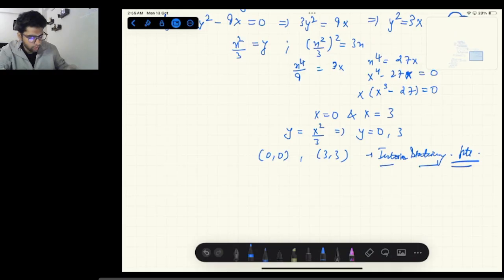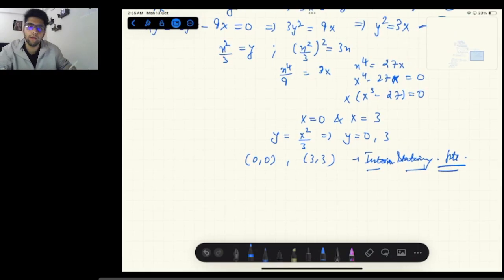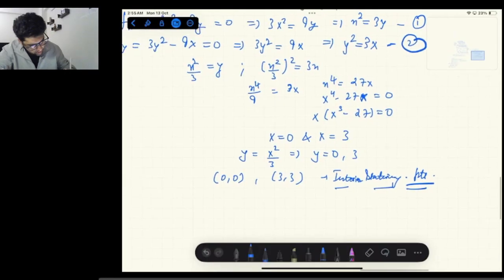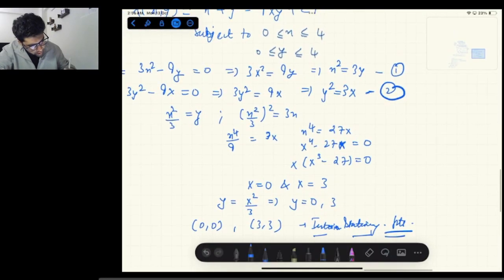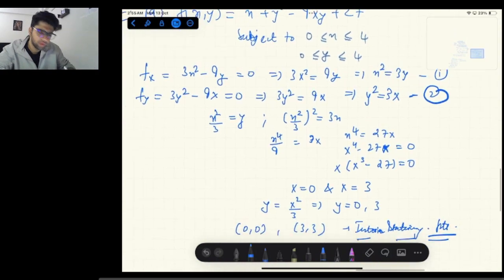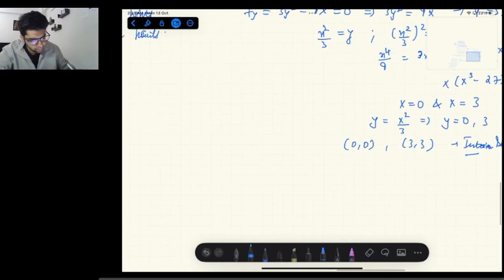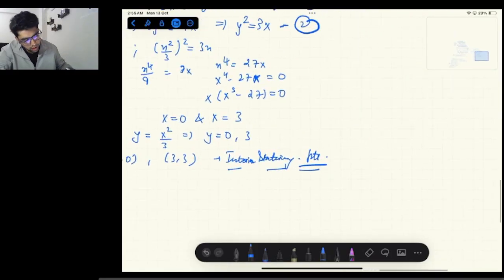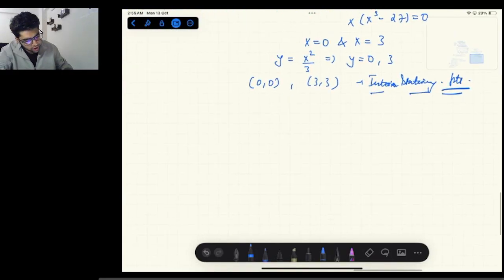Interior stationary points. I hope you guys get the idea. So let me just check. My x lies between 0 and 4. My y lies between 0 and 4. Both of these points are interior points. Now let me just move on and check for the boundary points.